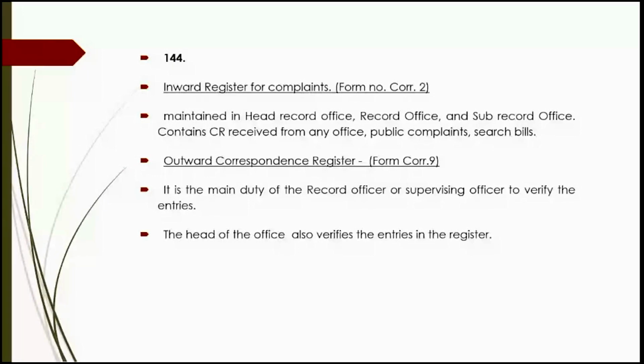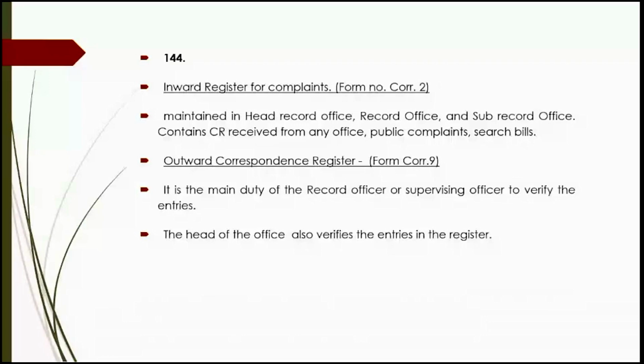144 is regarding the register of complaints. Inward register of complaints. If you are getting any complaints received, the form number is CORR2, so it is recorded. Naturally, this inward register of complaints is maintained at any kind of record office, whether it's a normal record office, sub record office, or head record office. Whatever it is, it will contain the particulars of public complaints, search bills, stuff like that. It will be entered in the inward register.